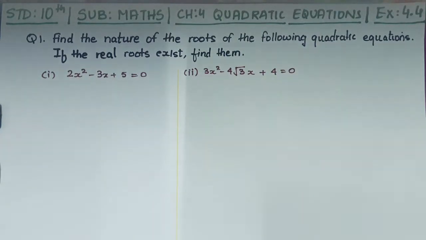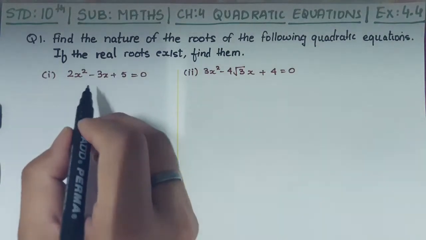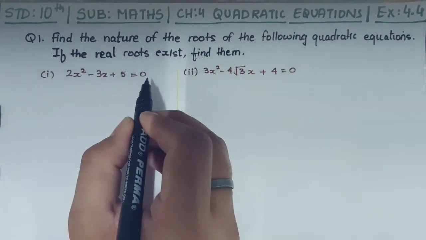Hello students, in this video we are going to solve exercise 4.4 question number 1. Find the nature of the roots of the following quadratic equations. If the real roots exist, then find them. So here's the first question: 2x square minus 3x plus 5 equals to 0.